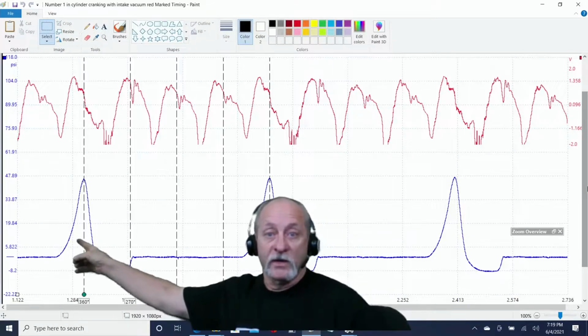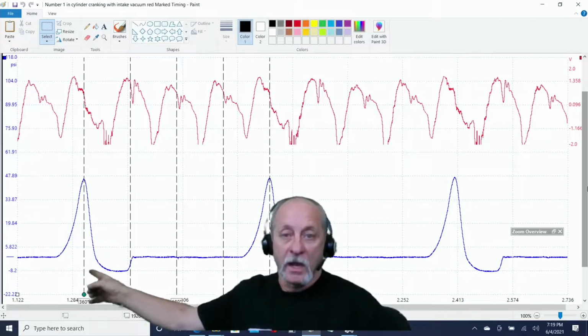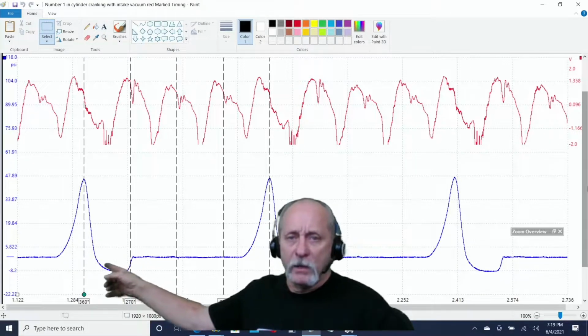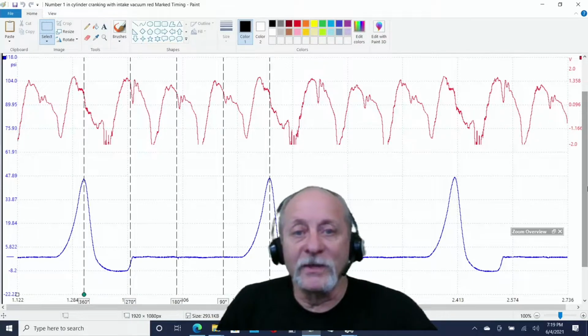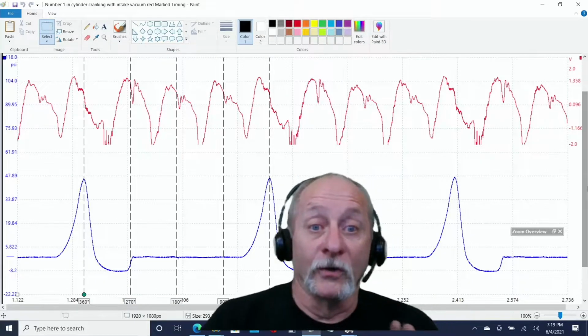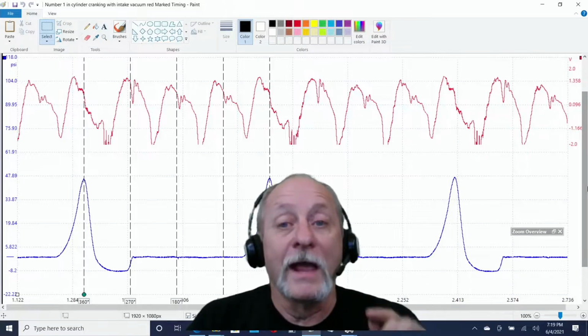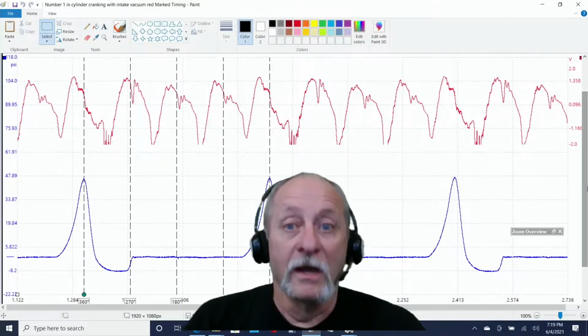This is a great example of the cylinder leaking, because you can see that this side over here is much wider than this one. And when we get this great big pocket, that's showing us that some of the air that was in the cylinder while we were cranking it over has leaked out.